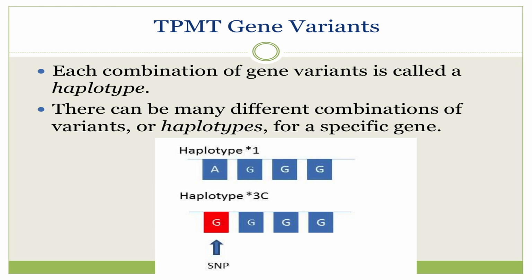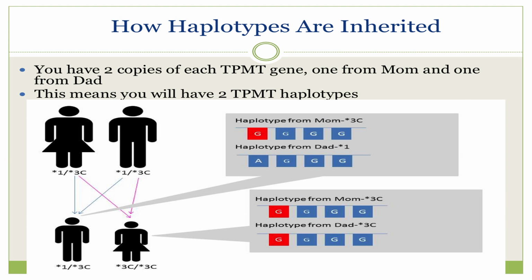To help identify the different combinations, a numbering system is sometimes used. In the example, one combination of variants in the TPMT gene may be called *1, while another is called *3C. The DNA sequence that makes an enzyme with normal or typical function is usually called *1. Since we have two copies of each gene, one from mom and one from dad, each person will have a combination of variants called a haplotype from each parent.